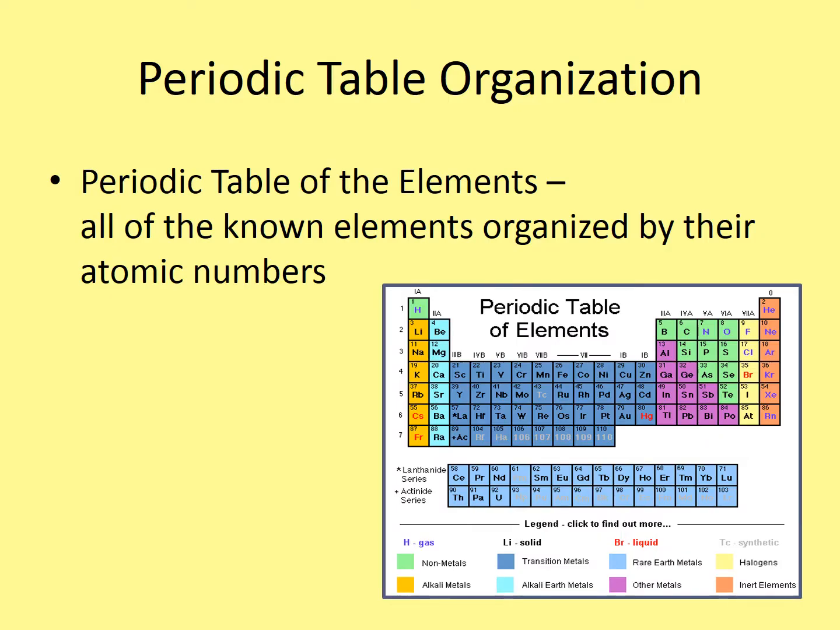So the periodic table, remember, is organized by atomic numbers because that is the most important thing about an element: how many protons it has, because that's what makes one element different from another.